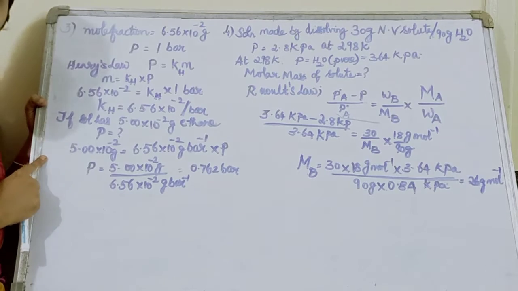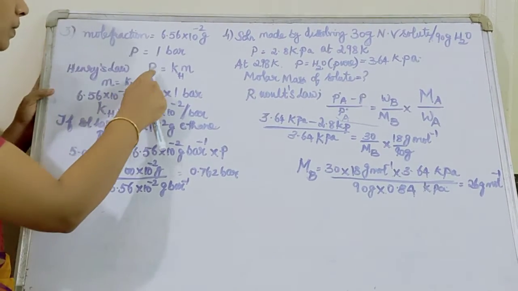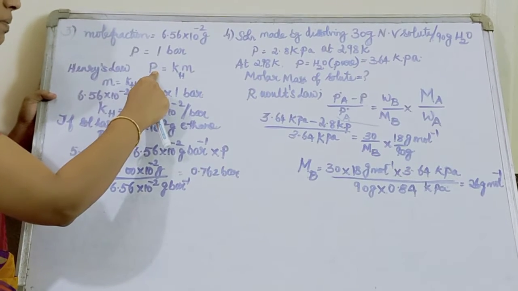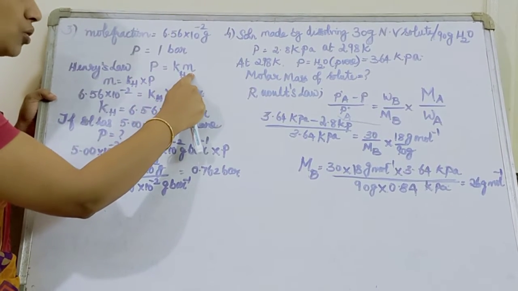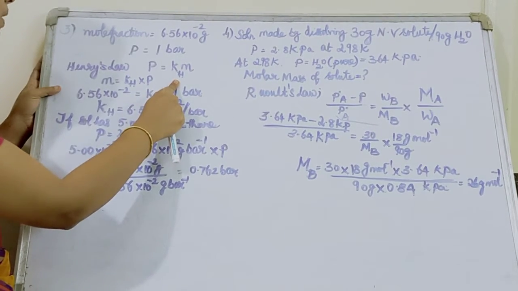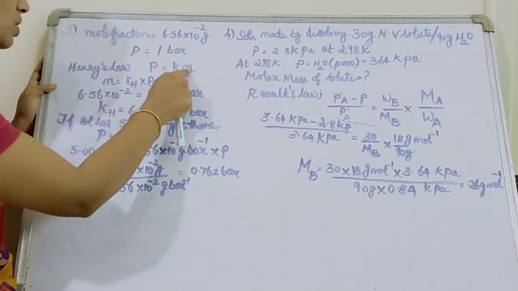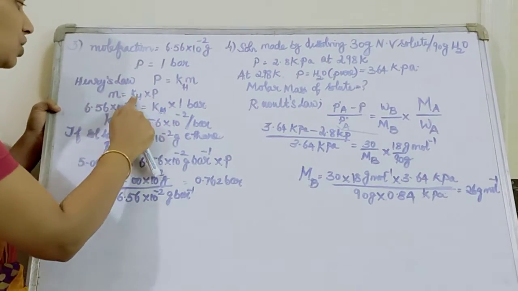We have also seen Raoult's law. Raoult's law is a special case of Henry's law. So, what is partial pressure? Partial pressure of a gas is directly proportional to mole fraction. This is your constant. Now, from this I need to calculate the mole fraction. So, mole fraction is equal to Kh into P.